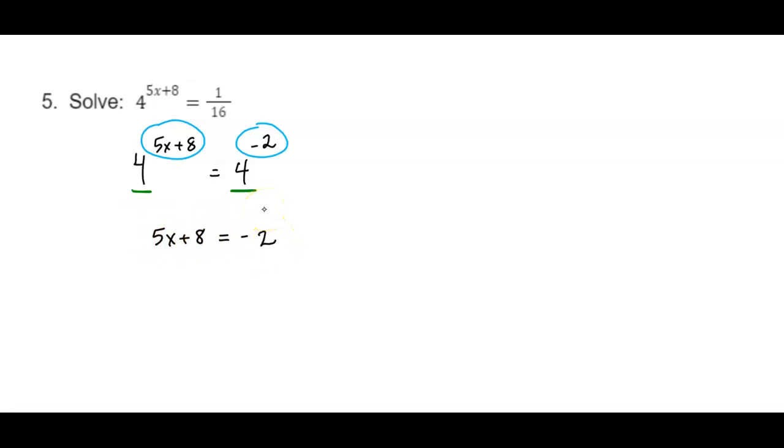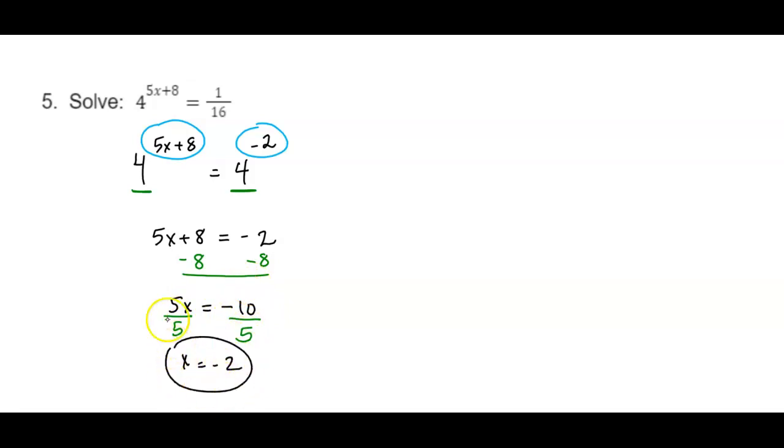And again, it's just a matter of moving things around and solving for x. So I'm going to subtract 8 first. That gives me 5x equals negative 10. Last step is to divide by 5. And that gives me x is equal to negative 2.